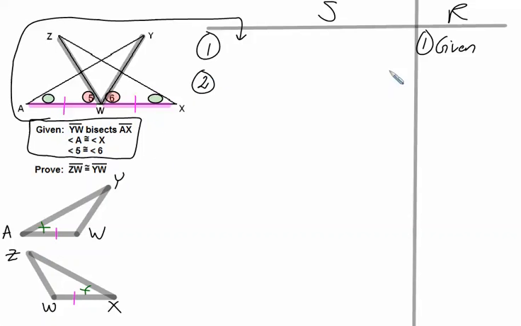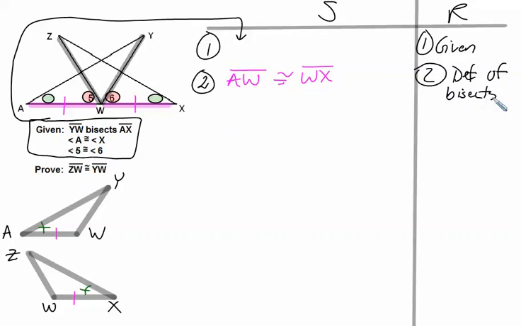And actually for step 2 in our proof, we are going to go ahead and write the fact that AW is congruent to WX. Make sure you put those segment bars on top, make sure it's a congruent symbol, and that's going to be the definition of the word bisects. So definition of bisects.